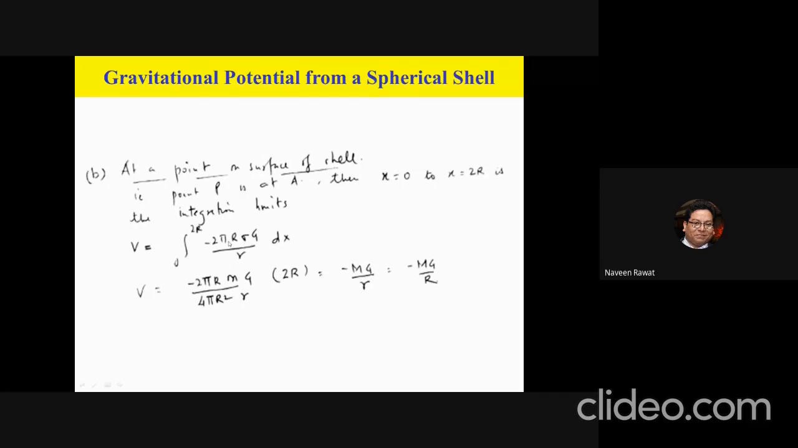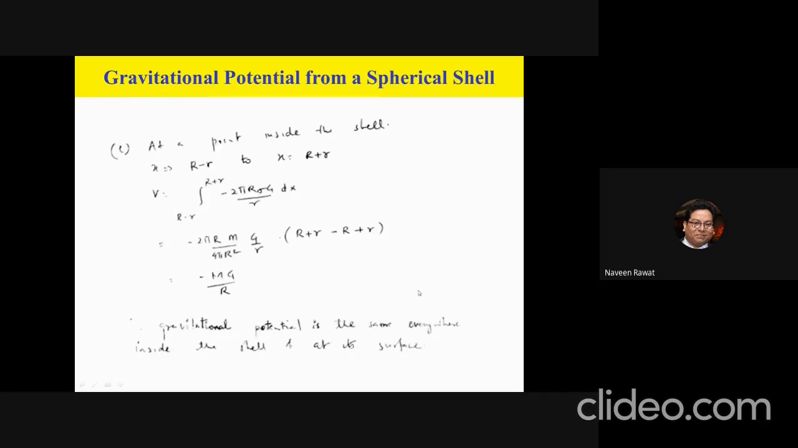All right, and if you calculate it, you will get minus mg by capital R. You see the r now has become the radius of the spherical shell. So that is the potential at the surface of a shell, or for a matter of fact it could be a hollow planet. So what happens, interestingly, inside the shell?